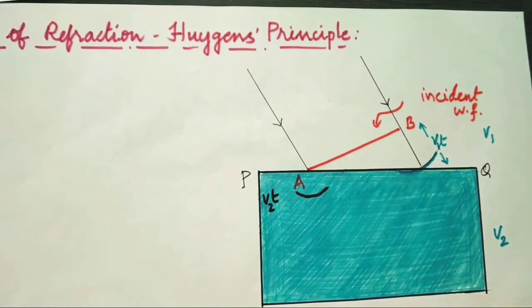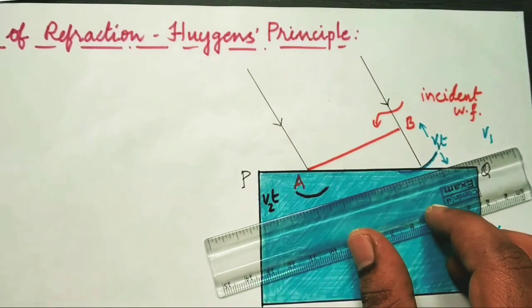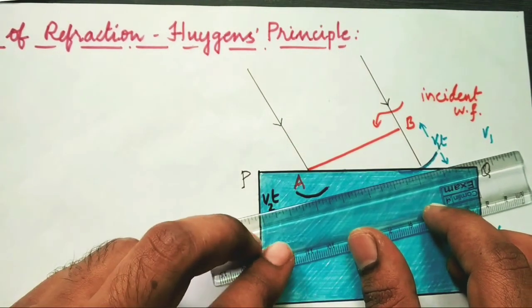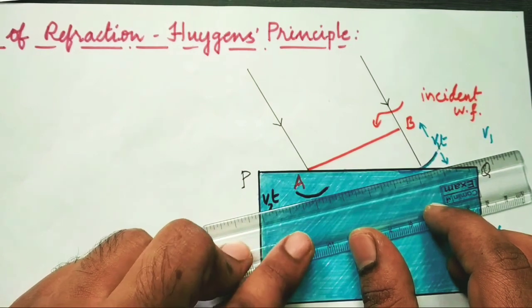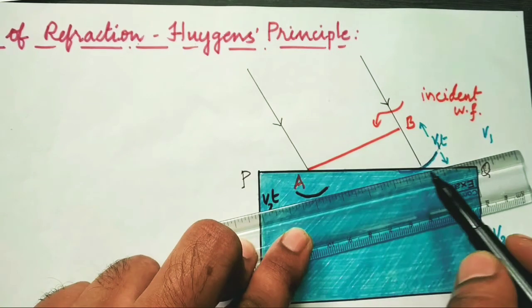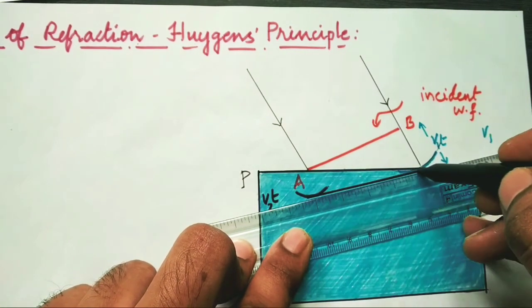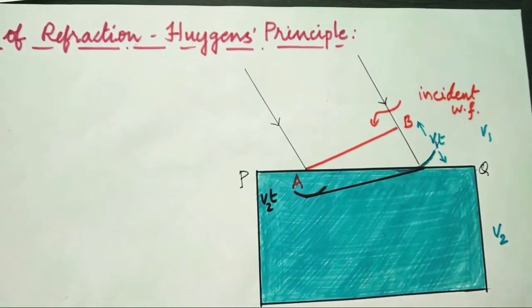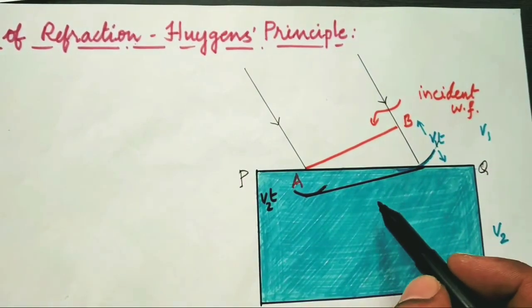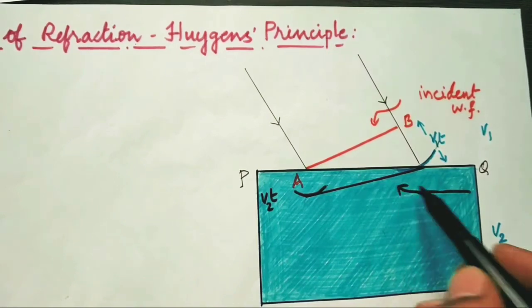The next step is we combine all these spherical wavefronts using a common tangent. We get a new wavefront. This is the refracted wavefront. In order to get the refracted wavefront, we join with the help of a line drawn from here to here. Now this is the refracted wavefront. We got the refracted wavefront.